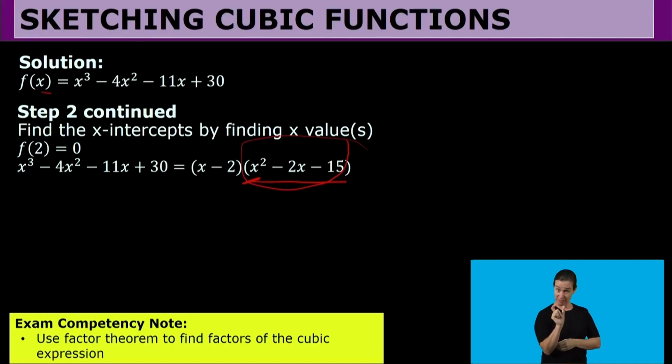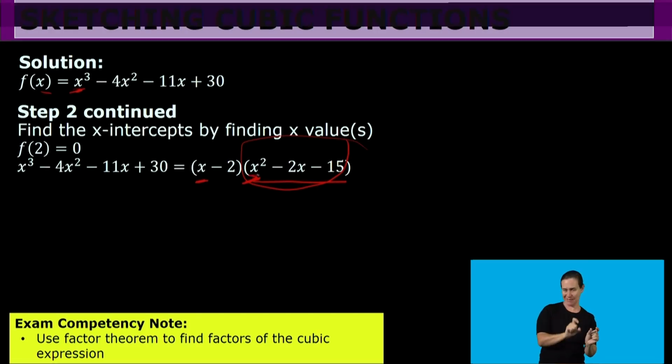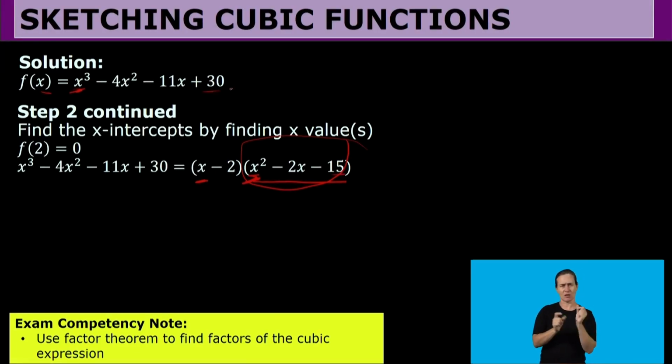To get the first term, we take the x cubed, we divide by the first term in the first bracket. X cubed divided by x is x squared. To get the last term, we take the constant and divide by the constant in your first bracket. Positive 30 divided by minus 2 is negative 15. This is the term that gives learners problems.